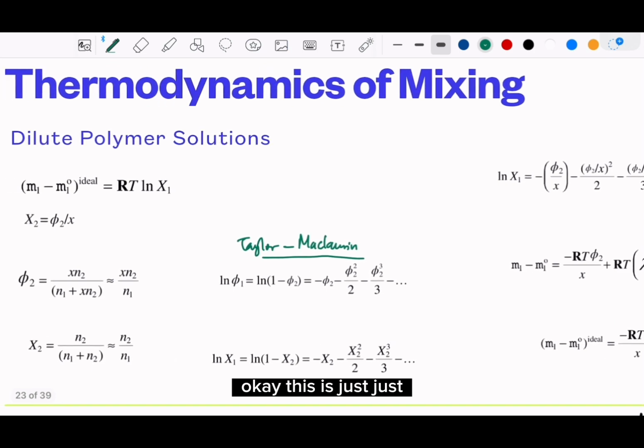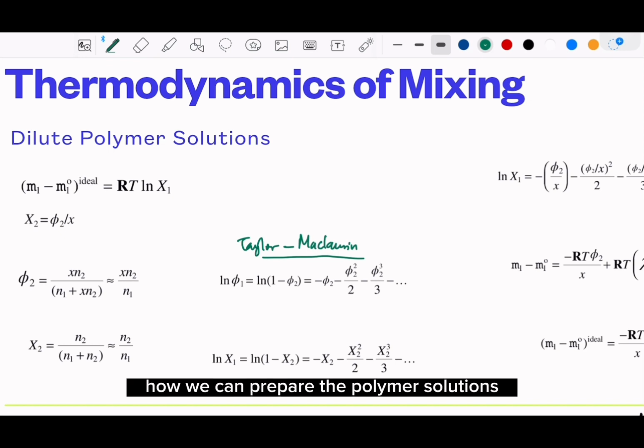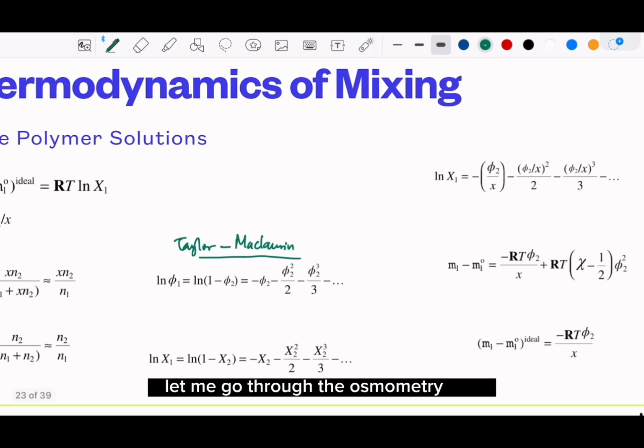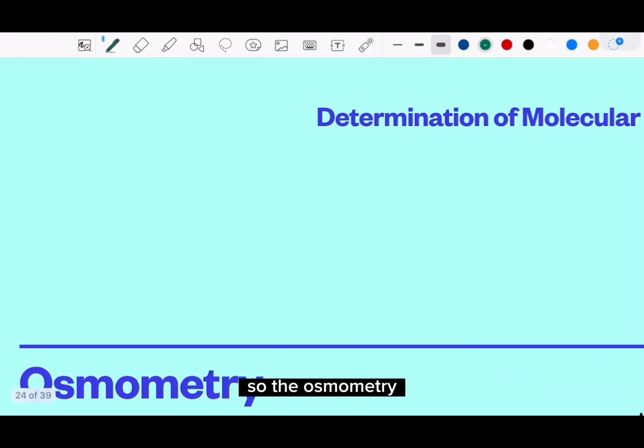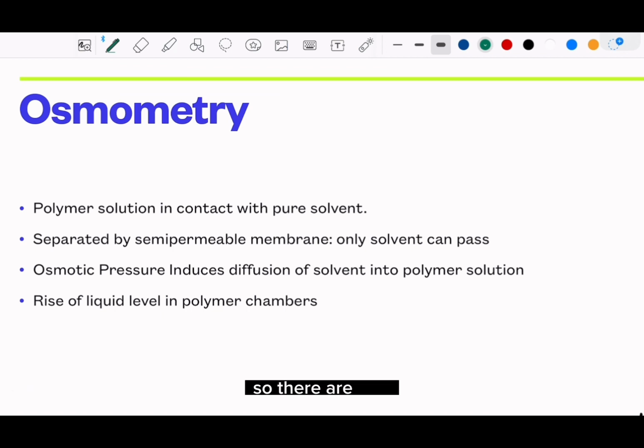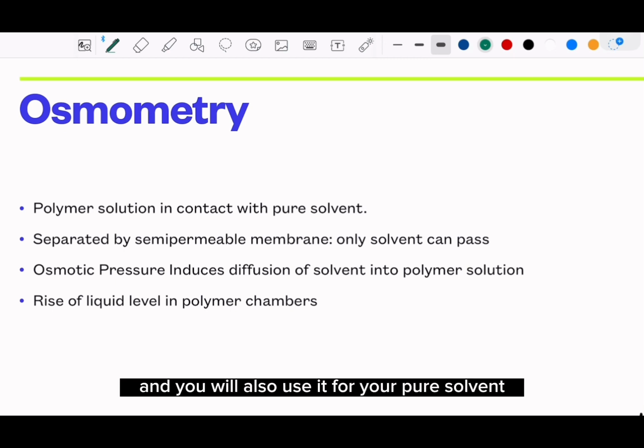This is just an illustration of how we can prepare the polymer solutions through some dilution, but I think you can see for yourself all these formulations. Let me go through the osmometry first, and if we need, we can come back to this part. So the osmometry is the determination of molecular weight. There are at least four important things. You will use the polymer solution, and you will also use the pure solvent.